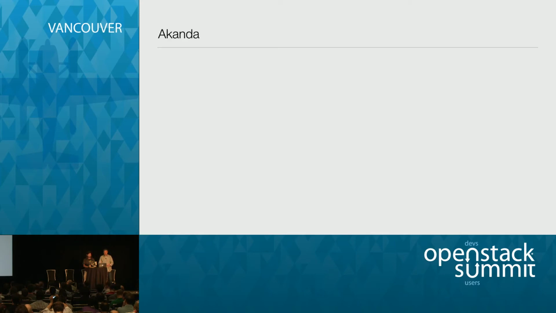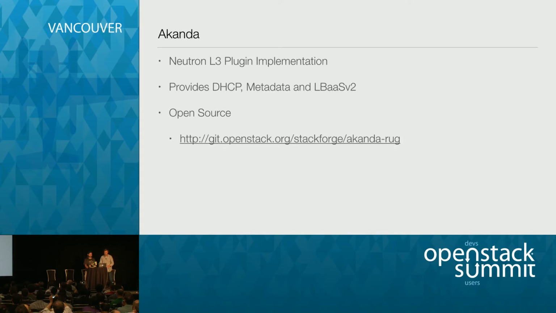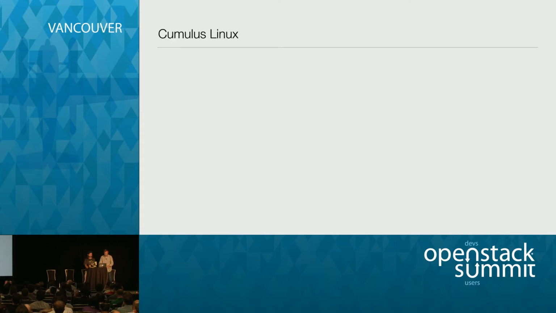For layer 3 services, we have Akanda, which is running. Akanda, if you're not familiar, is a Neutron L3 plugin implementation. In addition to routing, it provides DHCP, metadata, and load balancing. It's fully open source and available. It is a StackForge project, so it basically functions like the rest of the OpenStack ecosystem. And on the switches, we have Cumulus Linux.